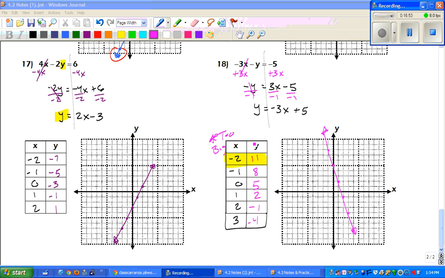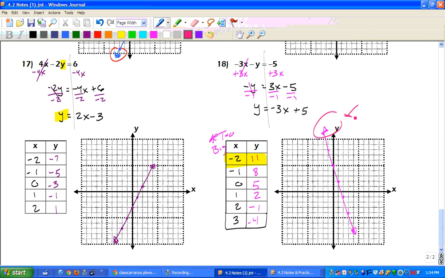All right, if you notice right away that the first point that you get, negative 2, 11, all the way up here, is too big. Okay, now you can graph it up there. What I ended up doing was adding another point, and then we get our line.